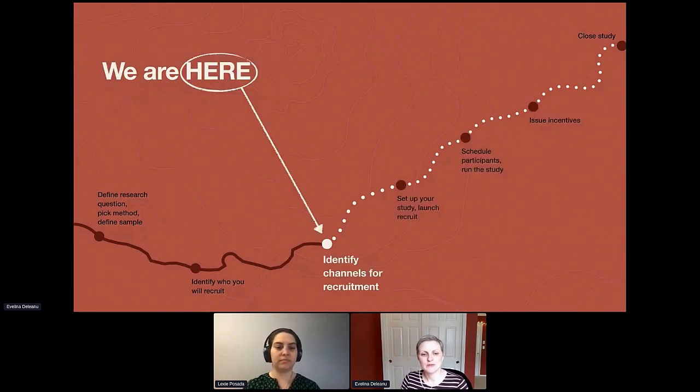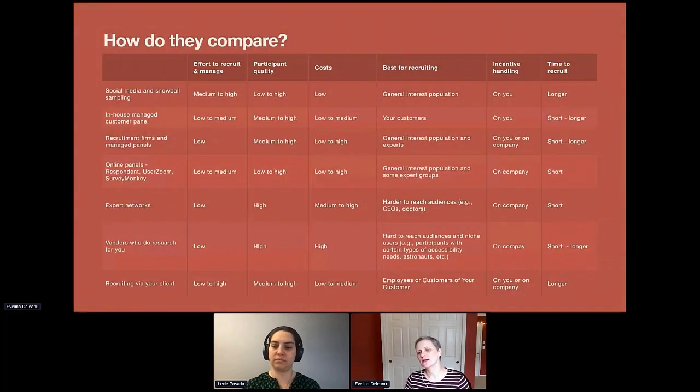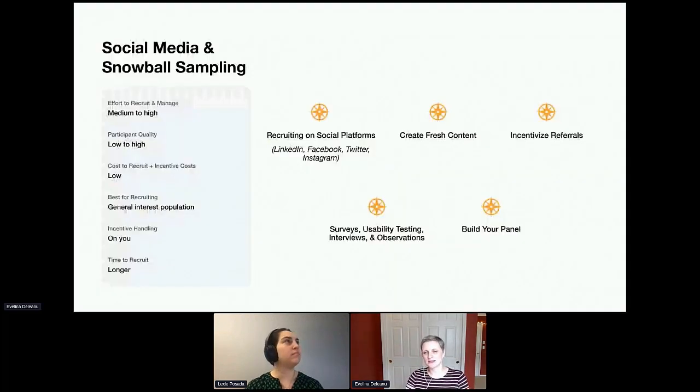So the first step in our journey is really identifying channels for recruitment. And there are quite a few of them, and some of them didn't make this table. I don't expect you to read this table. It's in the document. You can access it for comparison. So these are some of the key or common recruitment channels. We'll talk about only 4 of those today. And the rest, again, you can access in the document that we have provided a link to.